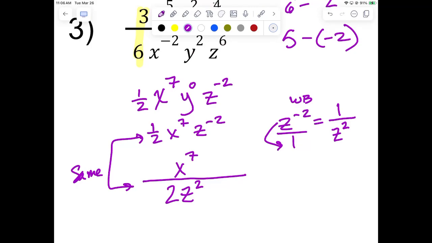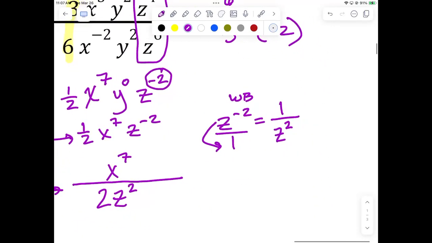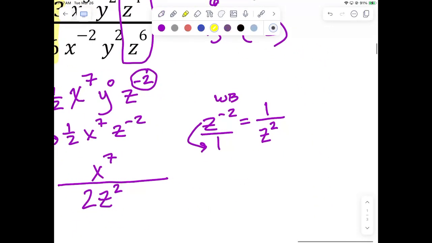All right, questions? The 2? I got the 2 from the bottom by doing this: z to the 4th divided by z to the 6th. When the bases are the same, we subtract. So what's 4 minus 6? It's negative 2. Now, because there's a negative 2 in the top, it becomes a positive 2 in the bottom. Okay, that's the new rule.